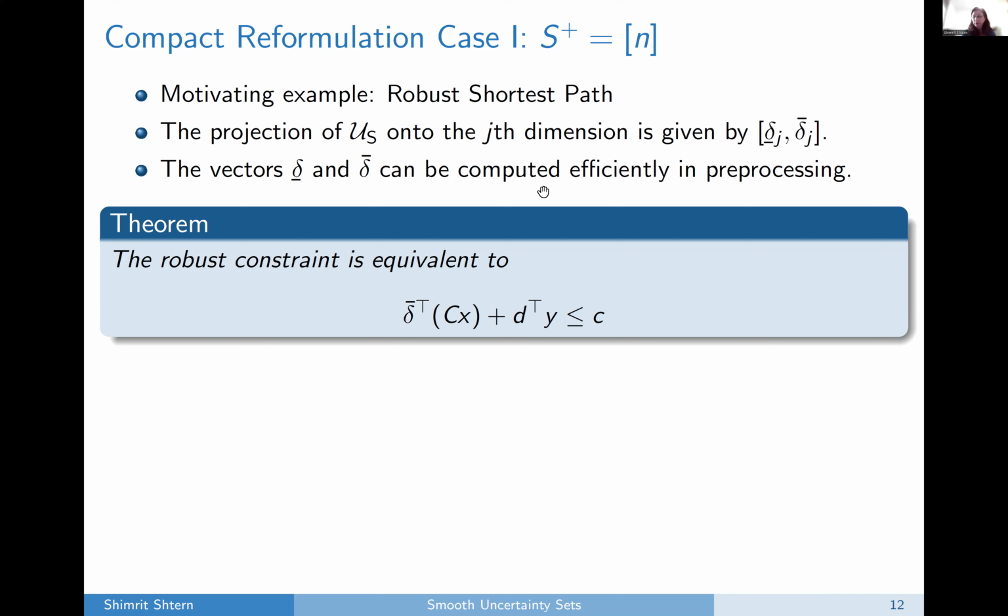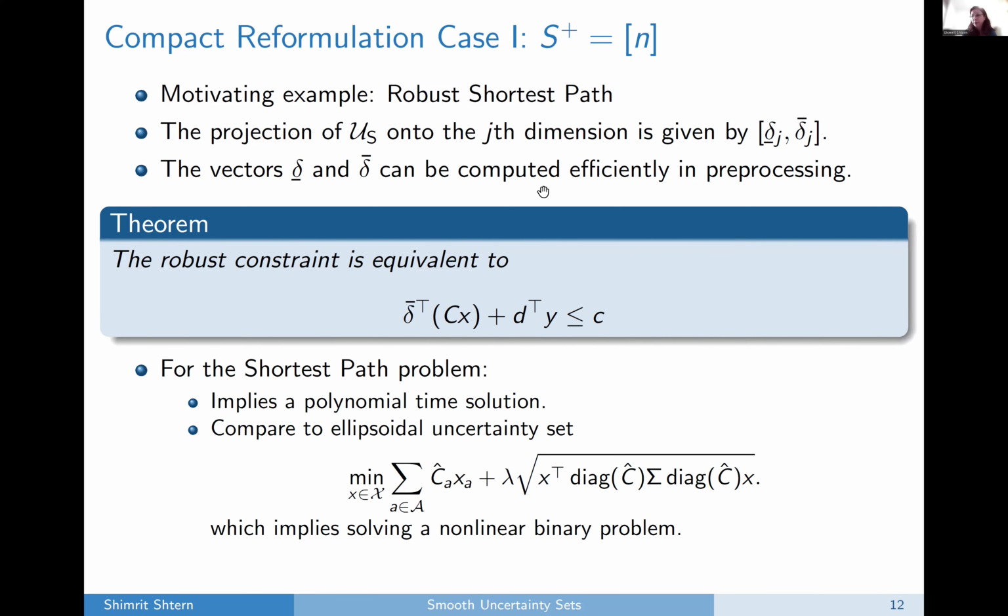So before I get into why this is true, what does it mean for the shortest path problem? We know that it's an integer problem, but because of TUM kind of constraints, we can actually relax the integer constraints and solve it in polynomial time. If we use an ellipsoidal uncertainty set, for instance, we would get a nonlinear binary problem in X, that is not easy generally to solve. There are algorithms, and I'm going to talk about numerical experiments. I'm going to show an algorithm that was constructed to solve these kinds of problems, but they're much harder and take more time. Whereas the smooth uncertainty sets result in exactly the same structure of problem, meaning we can also solve it in polynomial time as the original problem.